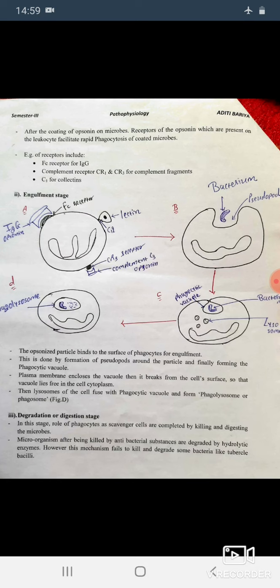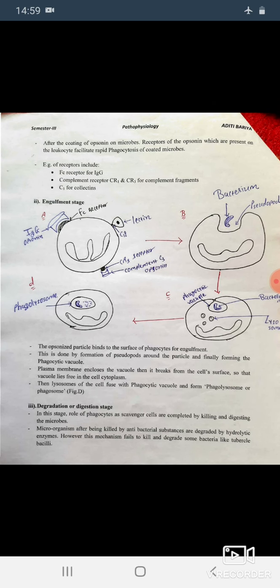And then at one time, both the ends of that surface bind with each other, forming the vacuole. You can see it in picture C. There is a formation of a phagocytic vacuole, which will cover the whole microbe and take it inside. That bacterium comes inside by forming the vacuole, and the plasma membrane encloses the vacuole and then it breaks from the cell surface. Then it will close and detach from the cell surface.